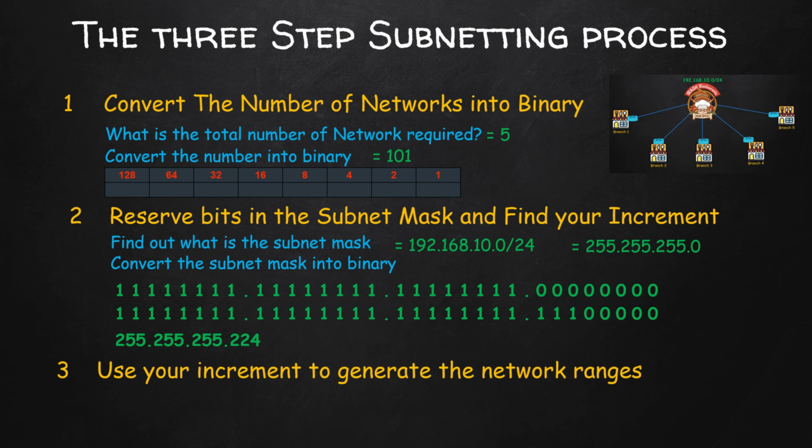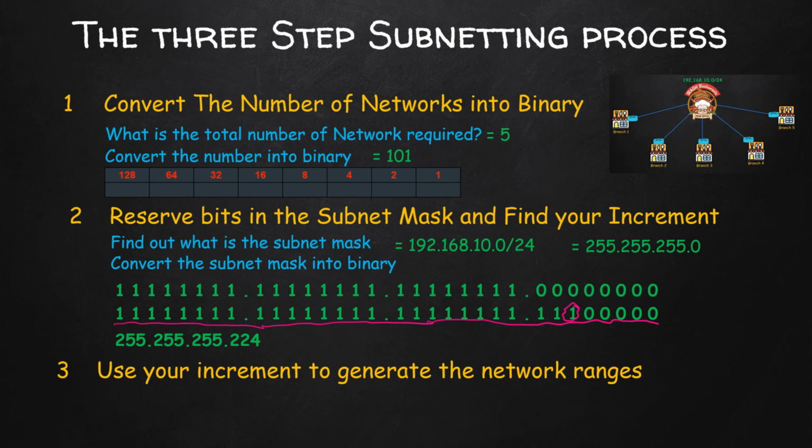255.255.255.224. Now the next step is to use your increment to generate the network ranges. So how do you find out the increment? To find out the increment, go back to the binary version of your subnet mask. In this binary version of the subnet mask, identify the minimum bit position of your network part. So here this is the minimum bit position of my network part, and this indicates the decimal value of 32. If you have any doubt, you can again use your binary to decimal conversion table.